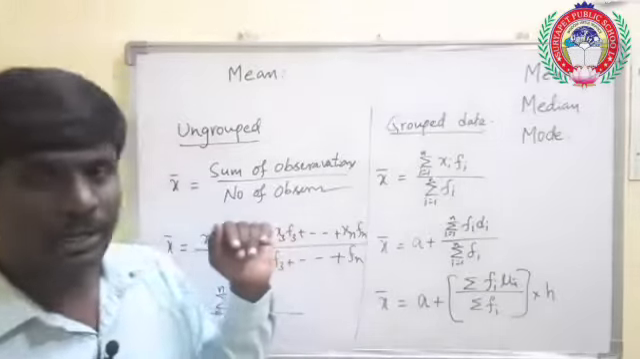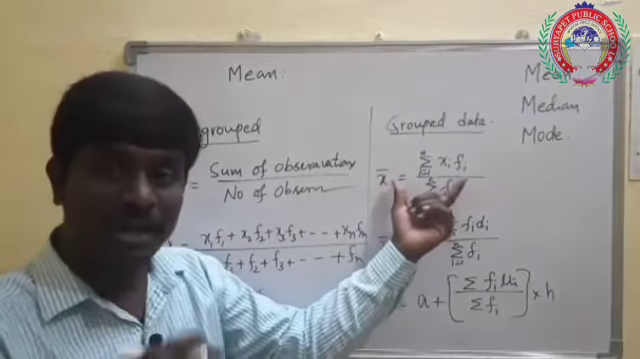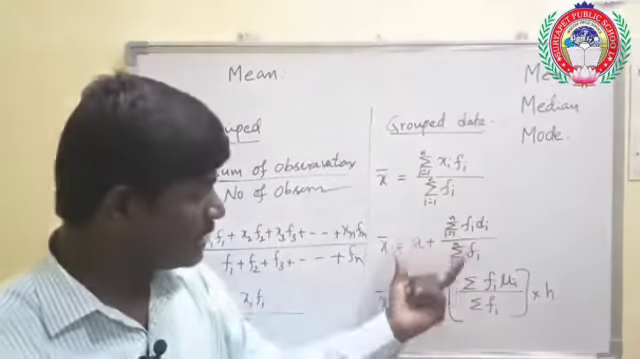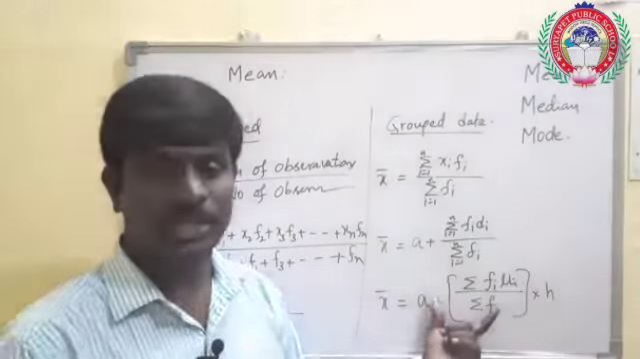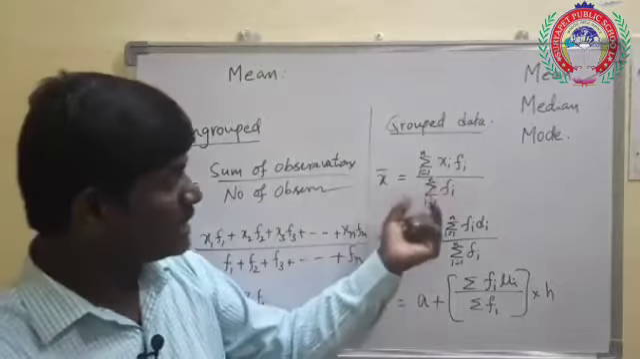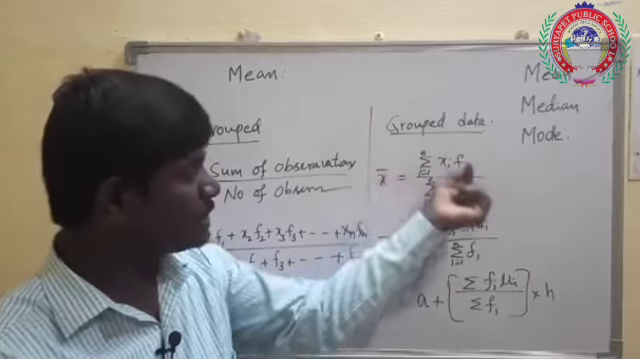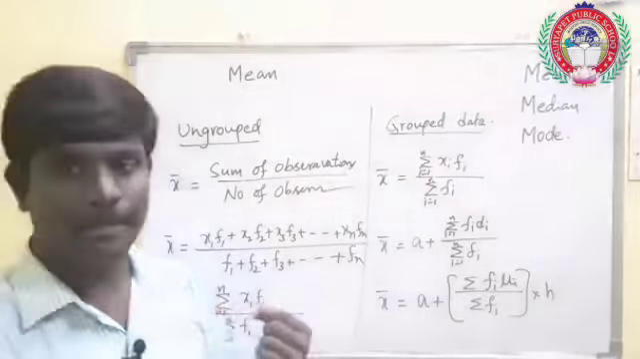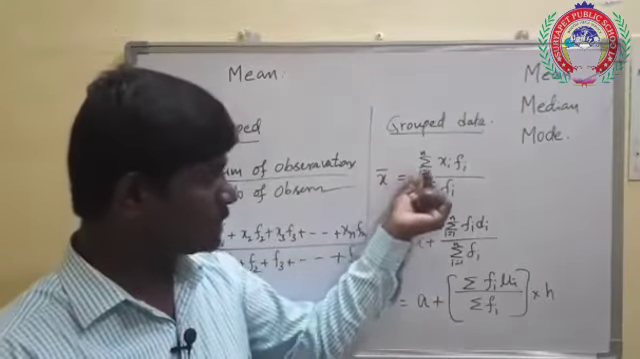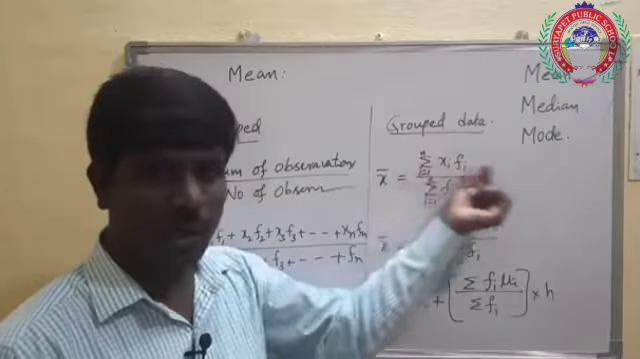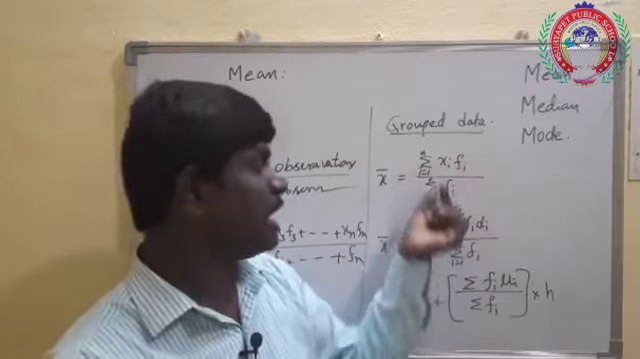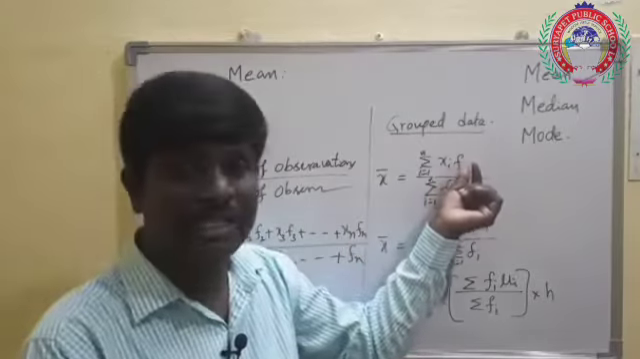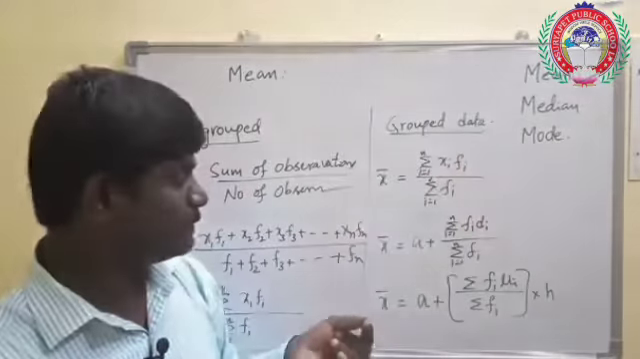Coming to grouped data. So this is called a direct method. This is called assumed mean method. This is called a step deviation method. Friends, in direct method, we use the same formula which we used already in ungrouped data. X bar equals sigma xi fi whole divided by sigma fi, where xi is the class mark, fi is the frequency of that class.